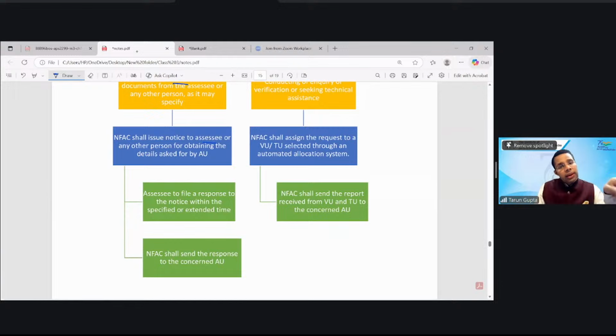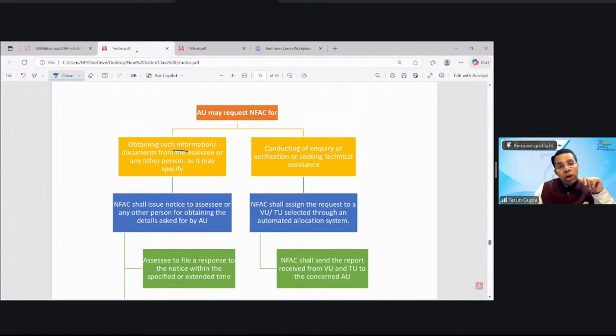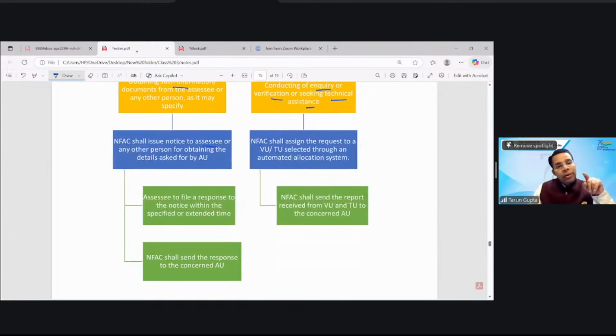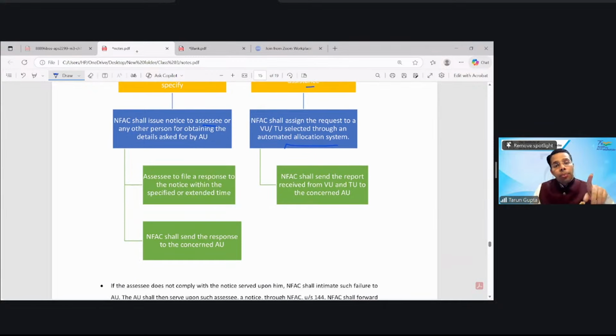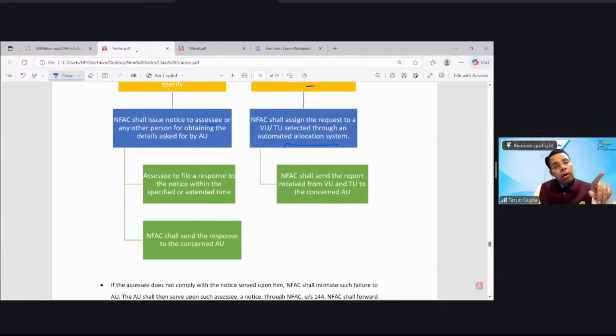If the assessee has filed the response, then NFAC shall forward such response to the AU. Or the AU may ask for some inquiry from the verification unit or ask for technical advice from the technical unit. Then NFAC shall assign the case to the technical unit or the verification unit, also selected through the automatic allocation system. And whatever report is received from the technical unit or the verification unit, the report shall be received by the NFAC and NFAC shall forward the report to the AU, the assessment unit.